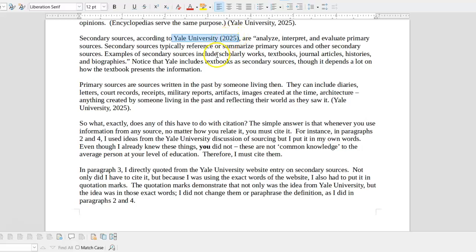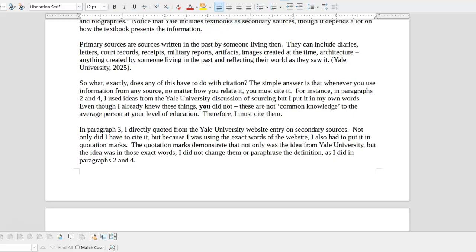I do have to put the date, though. So this is the equivalent of a citation for that. You can also put Yale University 2025 in the parentheses here, but you don't have to because it's already cited here. But you must have that citation.